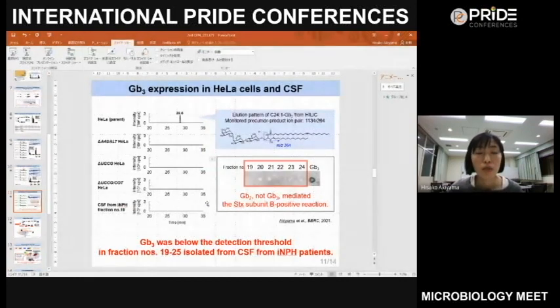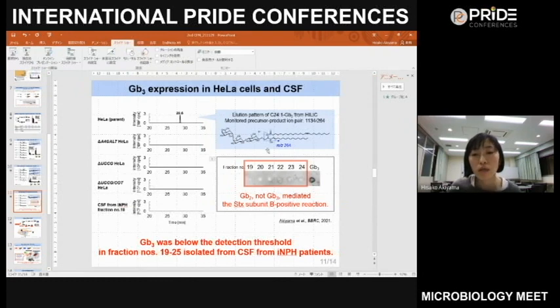This is the result for GB3. This chromatogram shows GB3 having C24:1 fatty acid in the ceramide part. A single peak was detected in the parental HeLa cells, but not in A4GALT knockout, UGCG knockout, and UGCG-CGT double knockout HeLa cells. Also, GB3 was below the detection threshold in fraction numbers 19 to 25, isolated from CSF. Similar results were obtained for GB3 having other lengths of fatty acid.